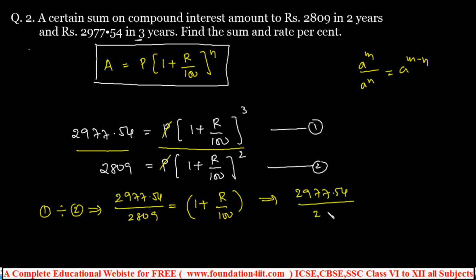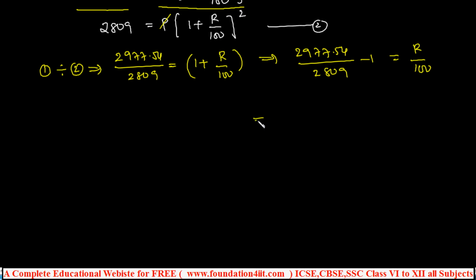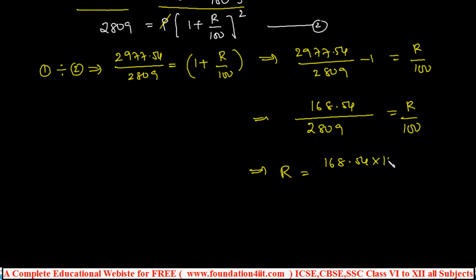2977.54 by 2809 minus 1 is equal to R by 100. Now the calculation is simple, just go for the LCM. 2809 is the denominator, this minus this: 2977.54 minus 2809, that is 168.54, equals R by 100. Therefore R equals 100 into, take the 100 to this side, so 168.54 into 100 by 2809.